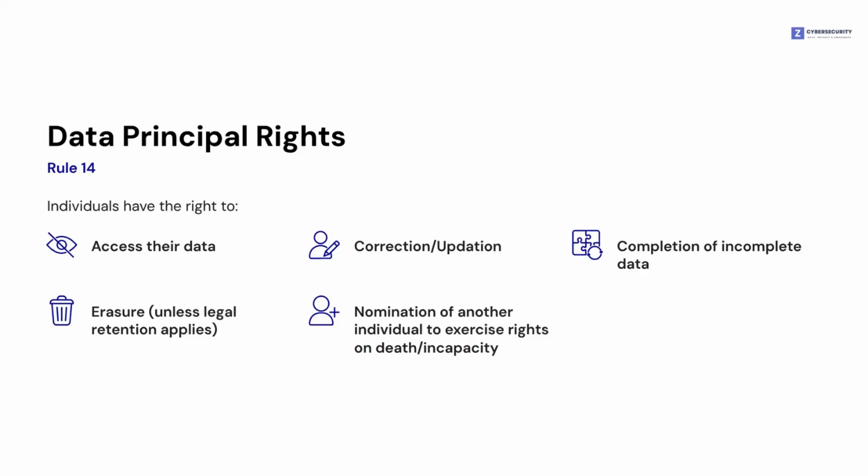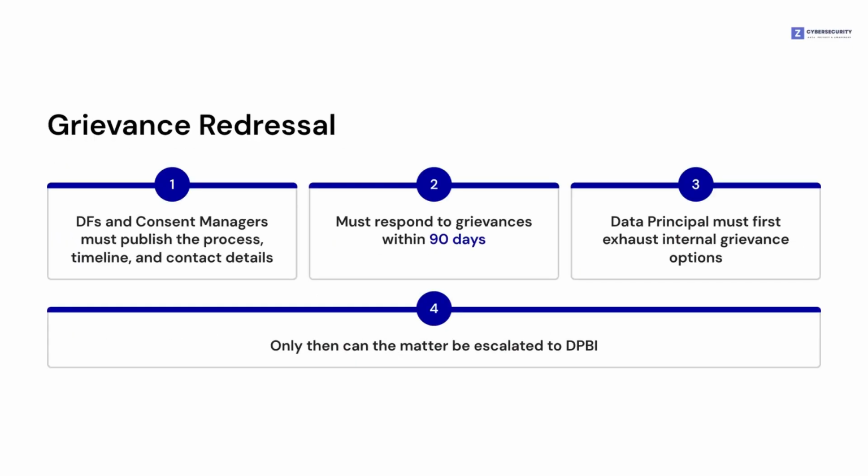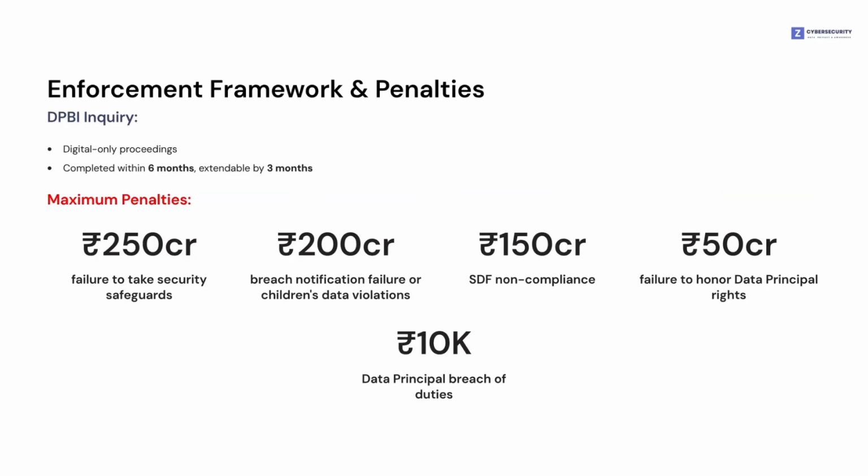Now, let's cover grievance redressal. Grievance redressal. You must publish a grievance mechanism, respond within 90 days, allow internal resolution before escalation to the DPBI. If you want a ready-to-use template for a DPDP Act compliant privacy inbox, you'll see the I button on your screen.